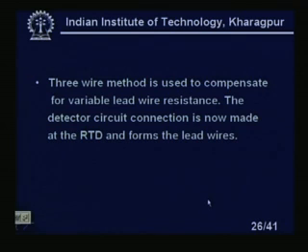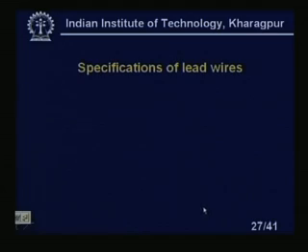The three-wire method is used to compensate for variable lead wire resistance. Now, the detector circuit connection is made at the RTD and forms the lead wires, right. Even though the contact resistance problem will be overcome, the self-heating error will be inherent and will remain as it is, and lead wire errors will also remain in the three-wire method of RTD.